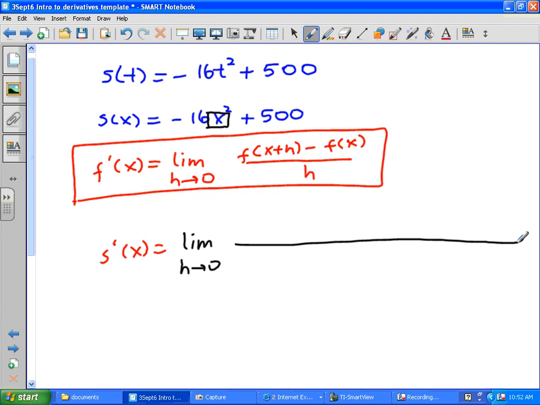Okay. First thing I'm going to need to know is what is f of x plus h for this particular function s of x? Basically in this case we're looking for s of x plus h, but that's just notation. So what will you get when you substitute x plus h into your function? And you don't have to give me the simple answer. You don't have to simplify it right away.